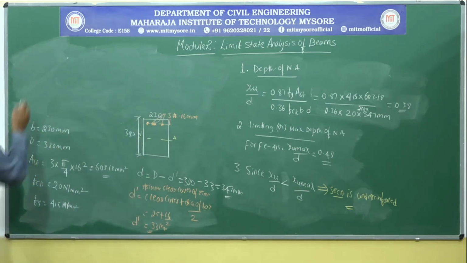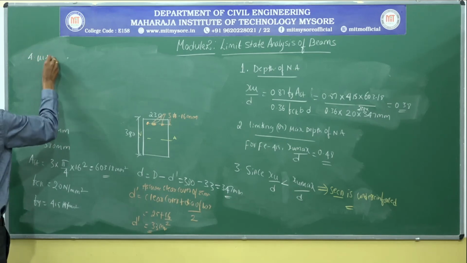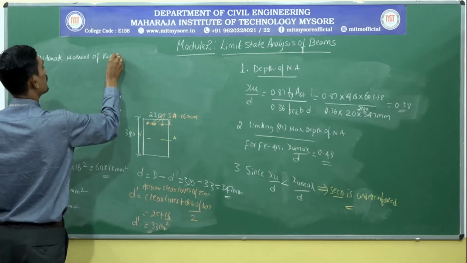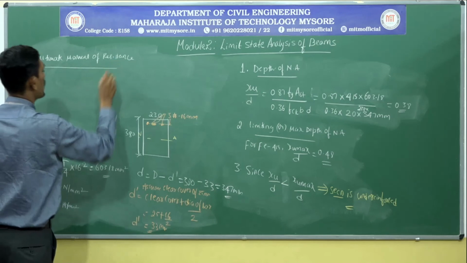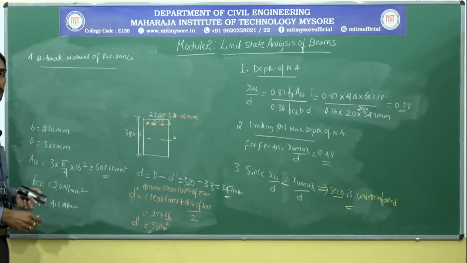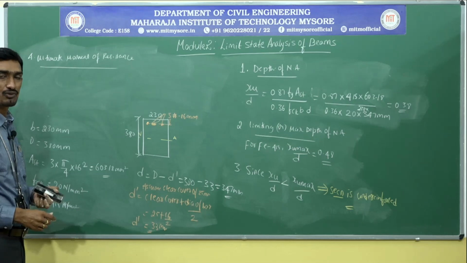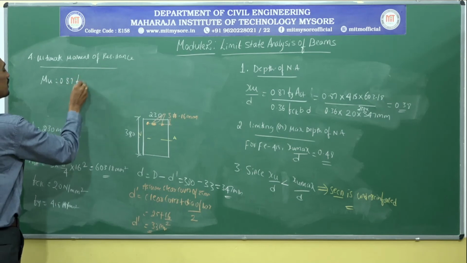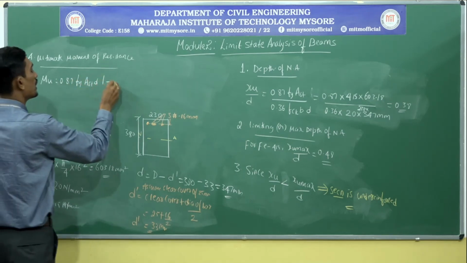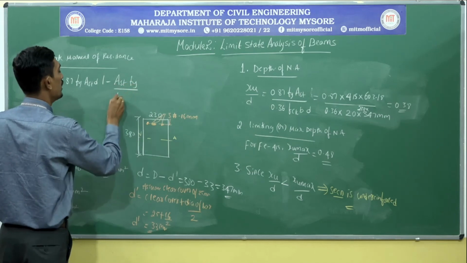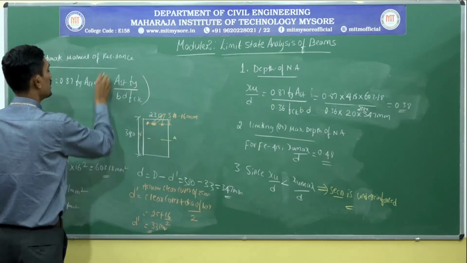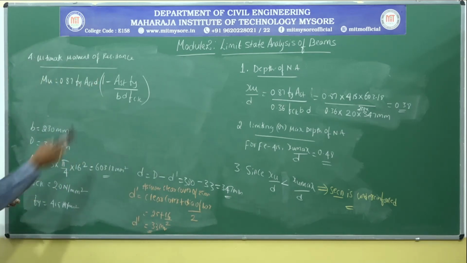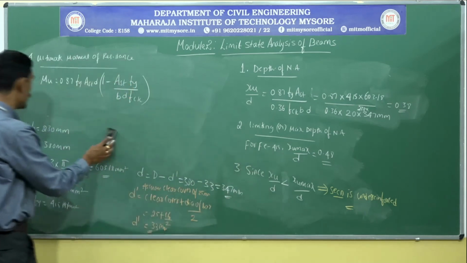For the ultimate moment of resistance, as per Annex G 1.1b, page 96 of IS 456-2000, Mu is equal to 0.87 Fy into AST into D, into 1 minus AST into Fy divided by B D FCK. Why have we written this formula? Because the section is under reinforced.